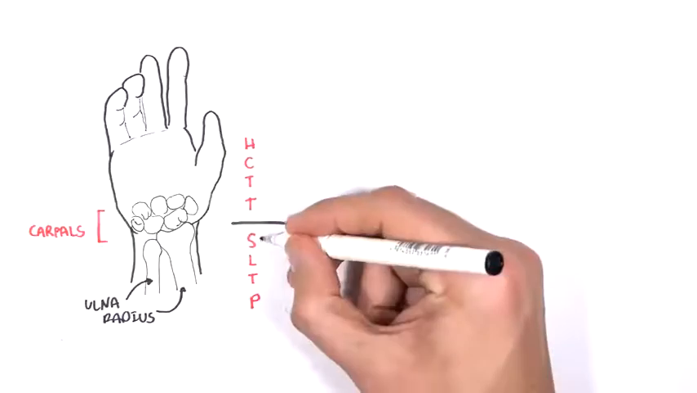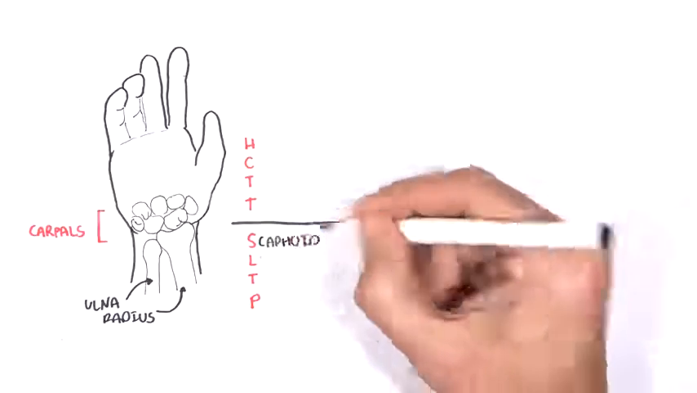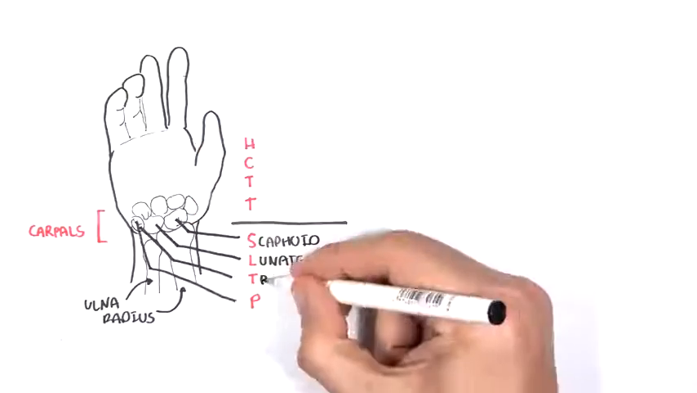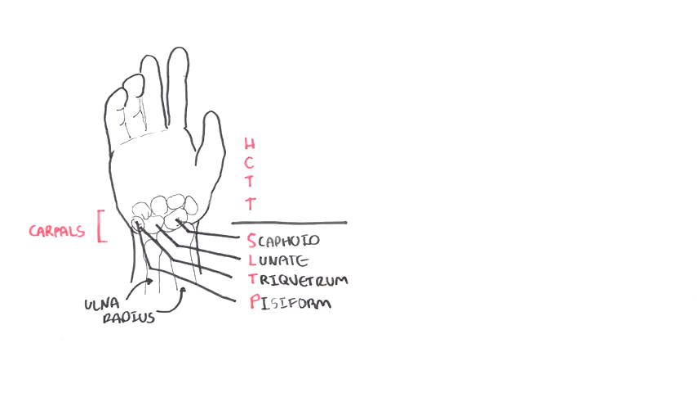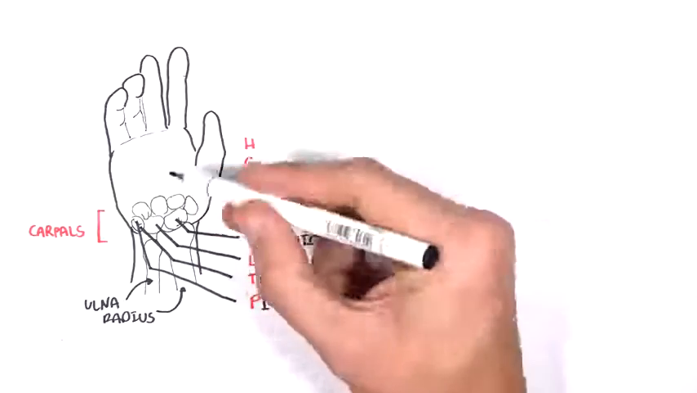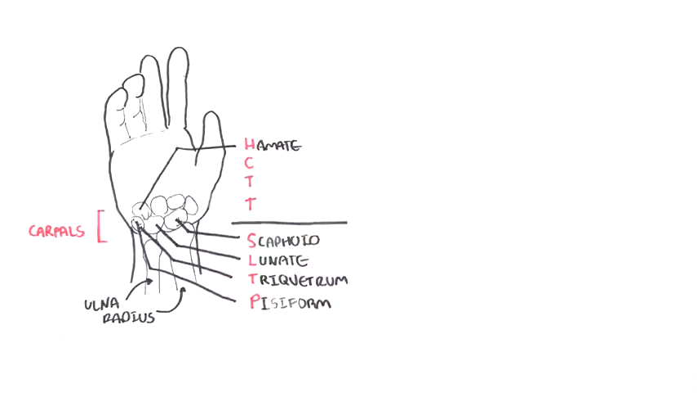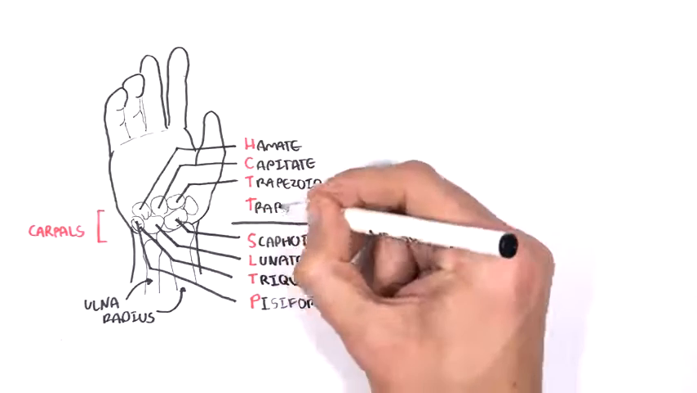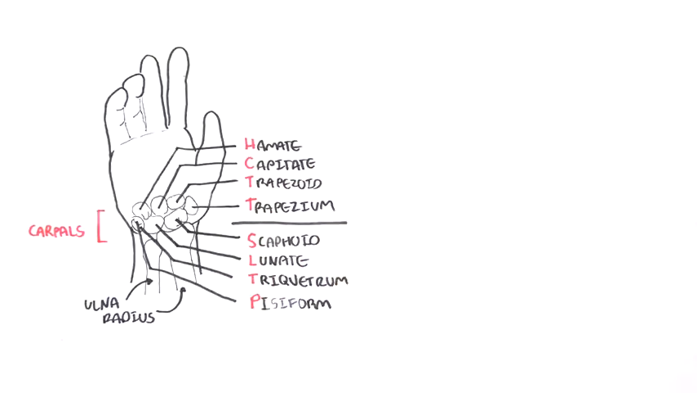So S is for scaphoid, L for lunate, T for triquetrum, P for pisiform. Moving up, H is for hamate, C for capitate, and then trapezoid, and then trapezium. So again, so long to pinky, here comes the thumb.